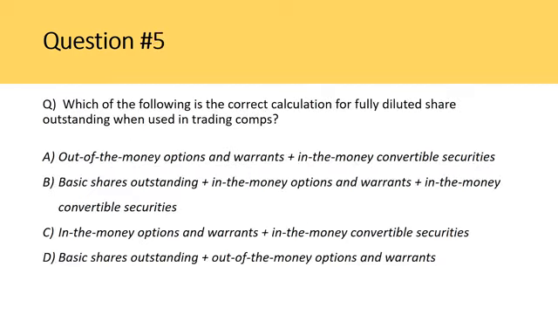Now, question 5, which of the following is the correct calculation for fully diluted shares outstanding when used in trading comps? This is a very important question to understand. This will probably be asked in the technical side of an interview. Fully diluted shares includes basic shares outstanding, plus in-the-money options and warrants, plus in-the-money convertible securities. So the answer would be B. It's basic shares outstanding plus in-the-money options and warrants, plus in-the-money convertible securities.